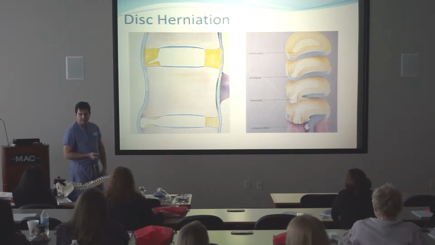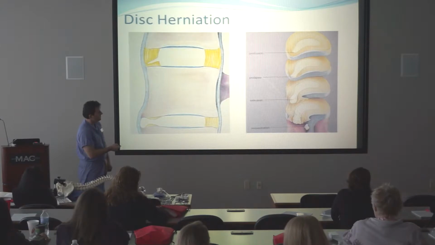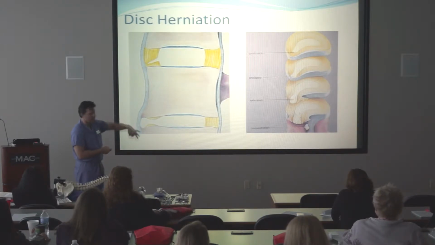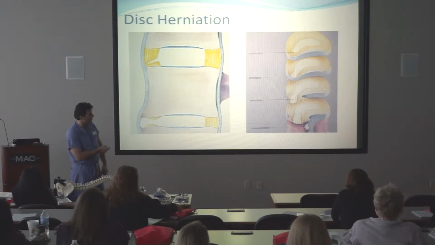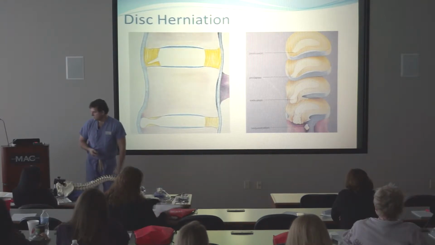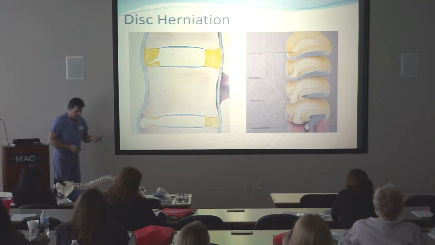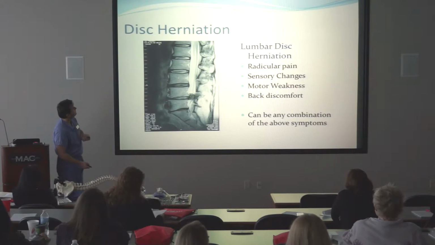So the jelly donut's popped. All right, you got jelly squirting out the back here. Then a piece can break off and kind of float down behind the vertebral bodies or go somewhere and push on the nerves further down than just where that disc is. Okay, that's what we call a sequestered disc. So that's what that means.